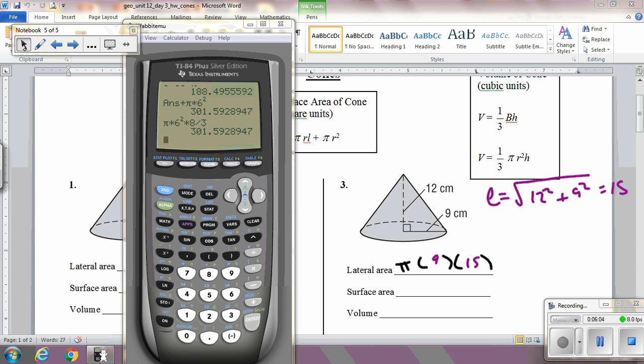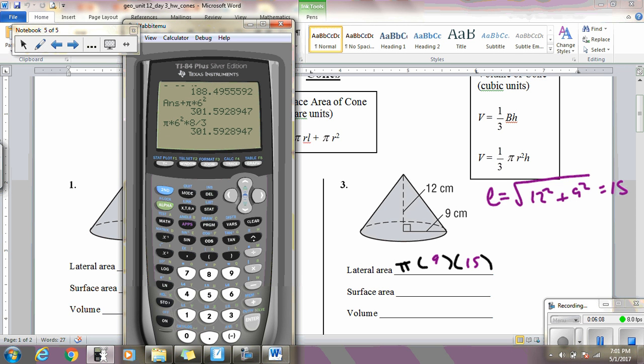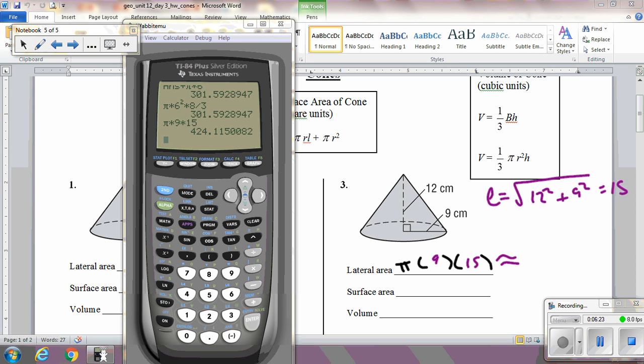So now let's type that in our calculator. Pi times 9 times 15. And it's approximately 424.1 centimeters squared.